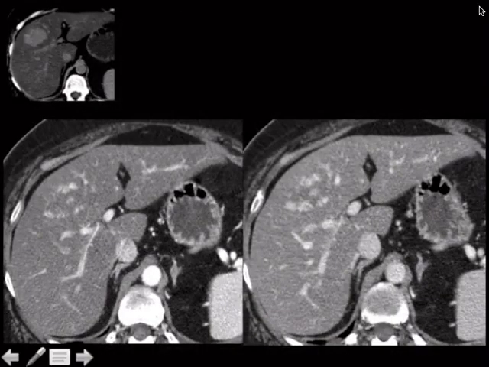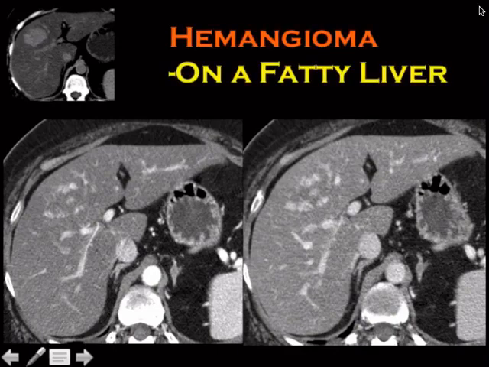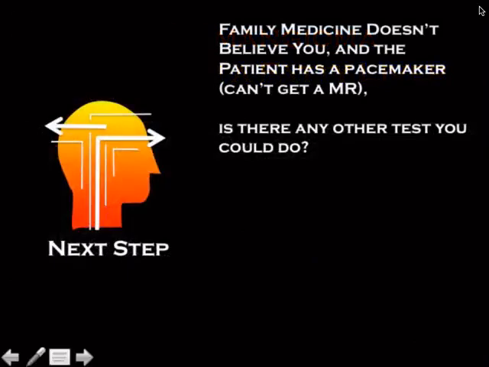So you get a conventional contrasted CT, and it's a hemangioma. Just on a fatty liver, it can look crazy.